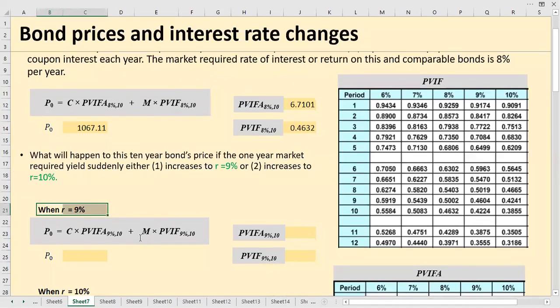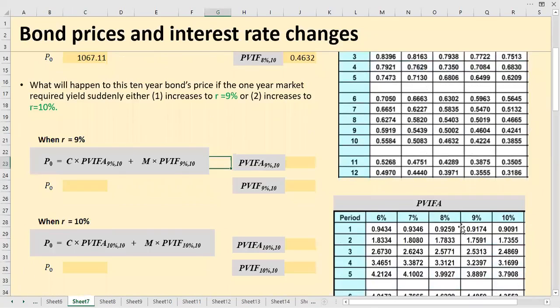So we'll straight away move into the first scenario, that is when the interest rate is equal to 9%. The only thing that is going to change is the present value interest factor annuity value and the present value interest factor value. So how are we going to find it out? Again, I am going into the table, 9% 10-year instead of 8% 10-year earlier. So I'm going into the present value interest factor annuity table.